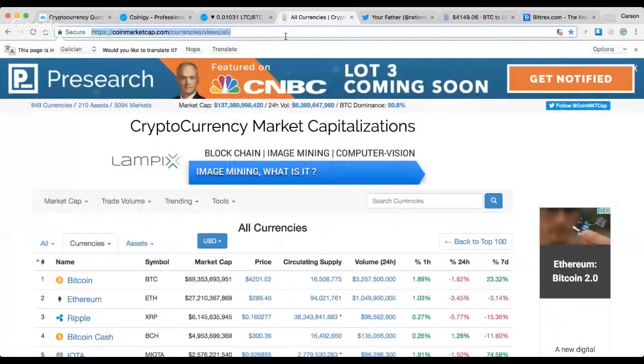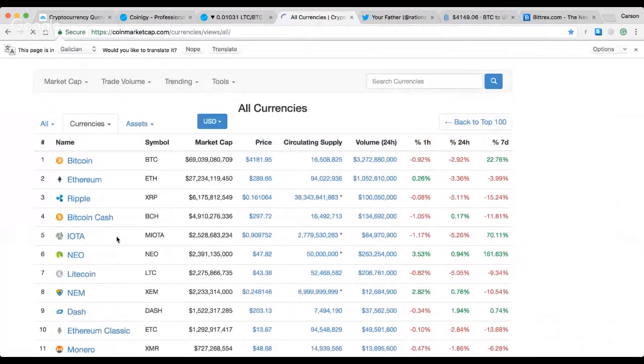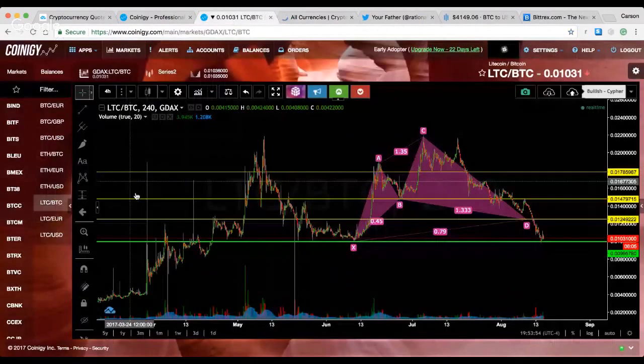And then we can see right here, IOTA did jump a lot. IOTA jumped a lot in value. NEO is starting to grow. That's insane. We're going to get over to NEO in just a second. I want to look at the charts too for NEO.